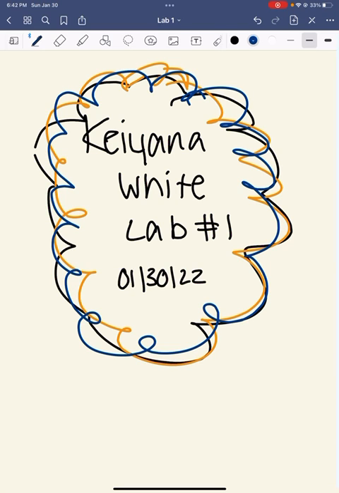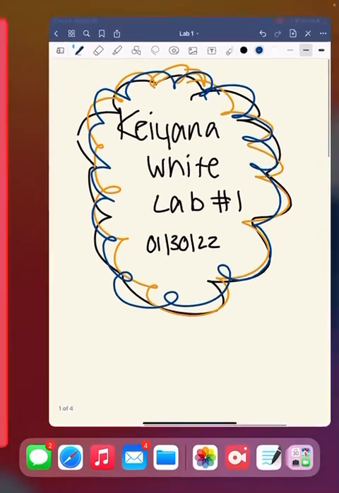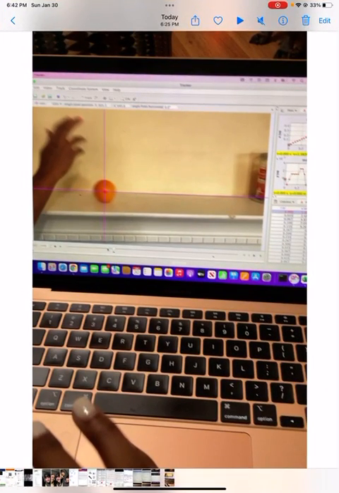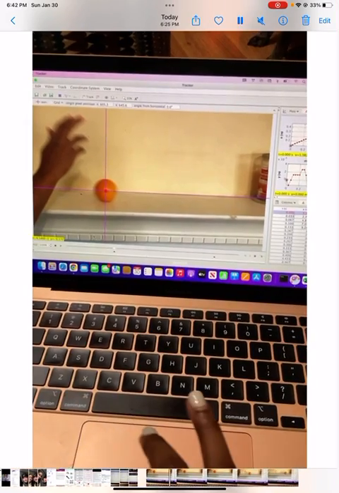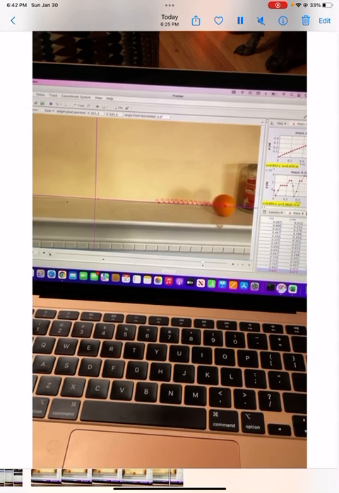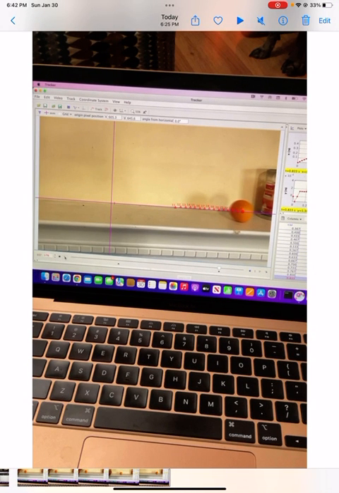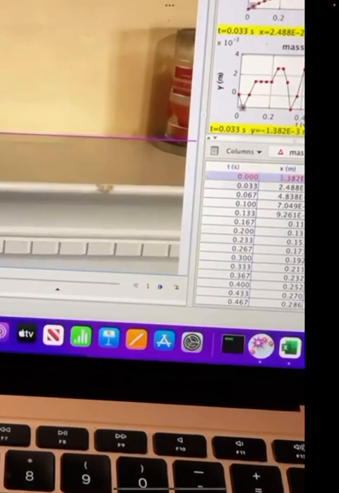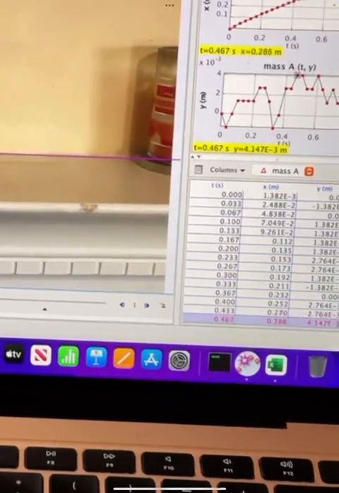First, I will start off by showing the video from Tracker where I observed my observed position and predicted position. Here is the video. As we can see, the orange moves along the x-axis in the positive direction, and the coordinate values are here in this corner.